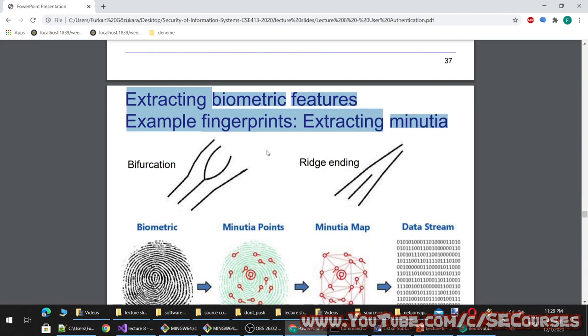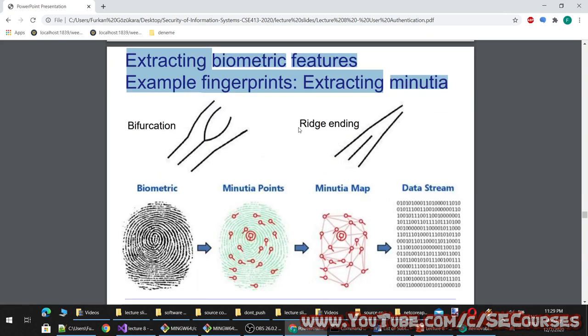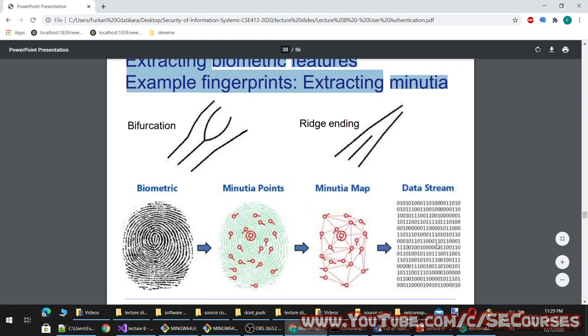Extracting biometric features, for example fingerprints, extracting minutiae. Okay, biometric reading, minutia points here, minutia map and data stream. So you compare this data stream when you read the fingerprint again.